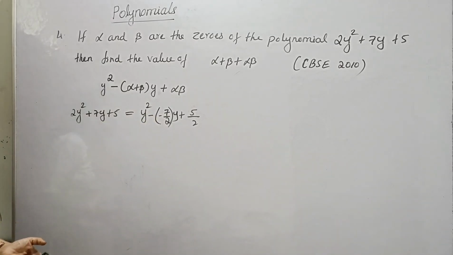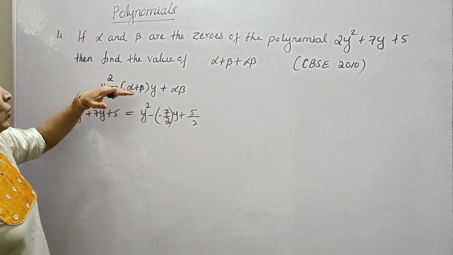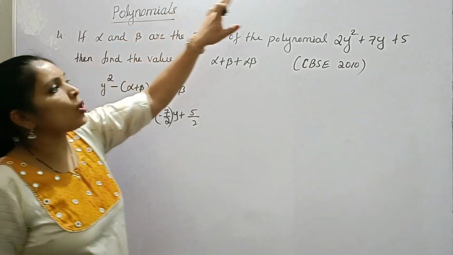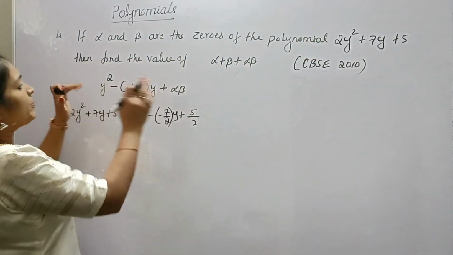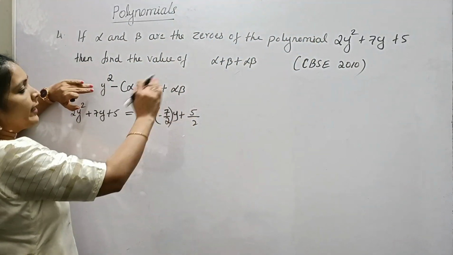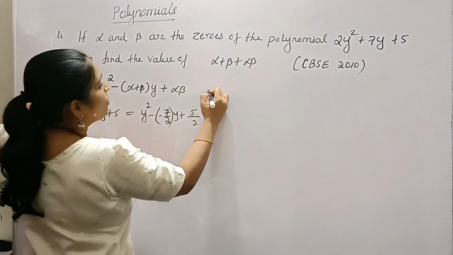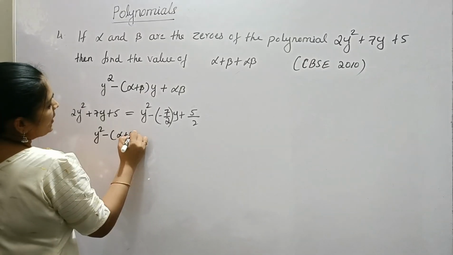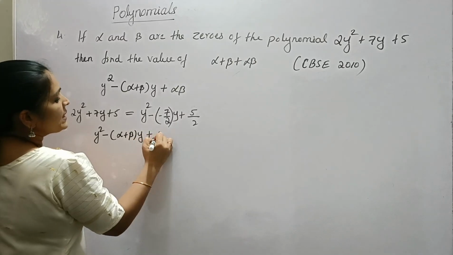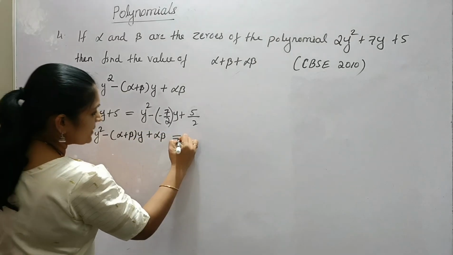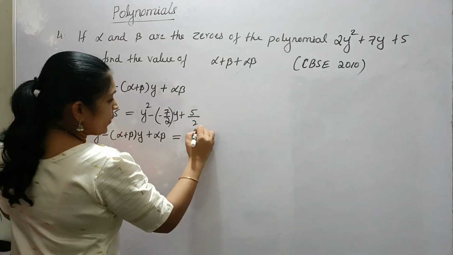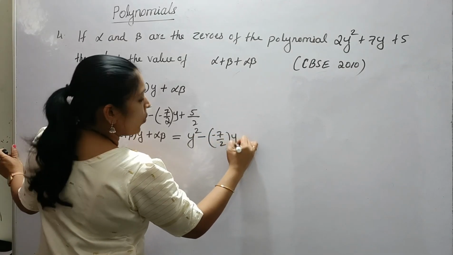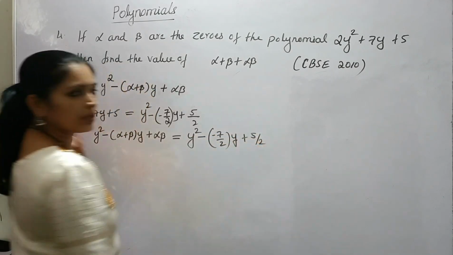Minus into minus plus, right? Okay. So here, now let's compare this, because here it is given alpha and beta are the zeros of this polynomial, and alpha and beta are the zeros of this polynomial, right? So therefore, it is equal to y square minus alpha plus beta into y plus alpha into beta, that is equal to y square minus of minus 7 by 2 y plus 5 by 2.